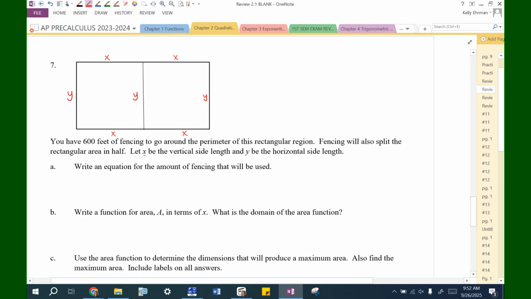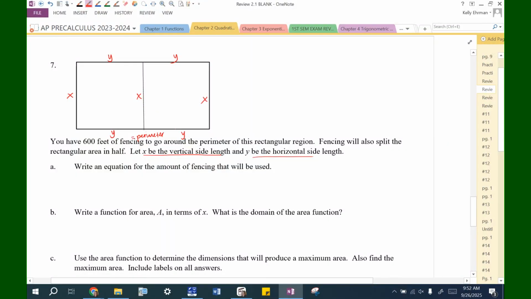Oh, why did I do that? Let x be the vertical. Okay, fine. So let x be the vertical side length. That goes against everything I want to happen, but whatever. X is the vertical and Y is the horizontal. Okay. It really does not matter, but I'll follow the directions. Write an equation for the amount of fencing that will be used. All right. So fencing again is perimeter.